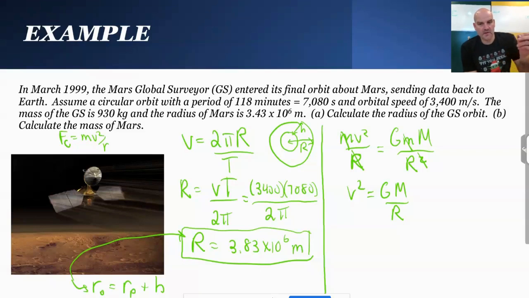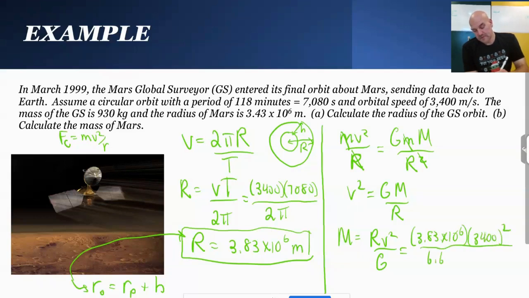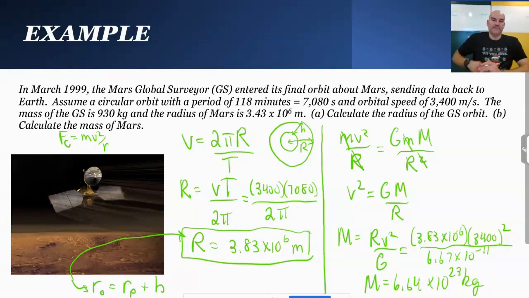But we want the mass of Mars, so we're going to say mass equals r v squared over G. And the r we're using is the orbital radius, again the distance between the centers, and we're going to divide it by 6.67 times 10 to the negative 11. So the mass of Mars by our calculation is 6.64 times 10 to the 23 kilograms.